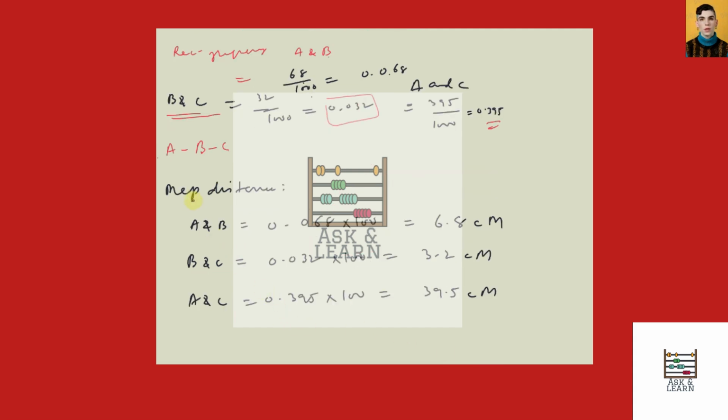Now, in order to calculate the map distance between the alleles, we can multiply the recombination frequency by 100. So the map distance between A and B will be 6.8 centimorgans, B and C 3.2 centimorgans, and A and C 39.5 centimorgans.